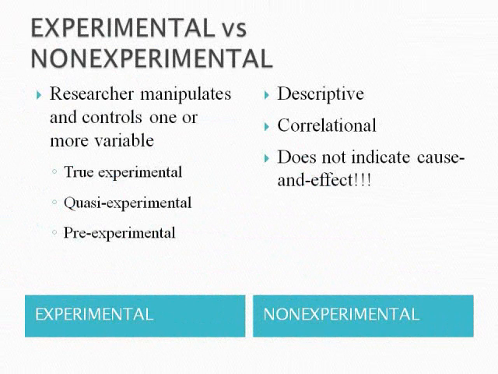The next issue to look at is experimental versus non-experimental. What's going to fit the research question best? In experimental research, we're manipulating something. We're controlling some things and manipulating other things. Again, you may look at true experimental, quasi-experimental, or pre-experimental design, and that was in your readings.